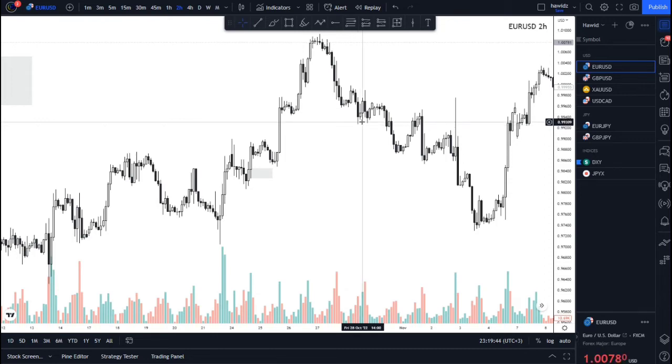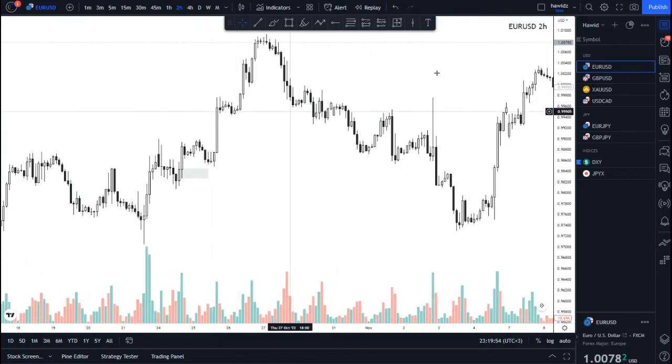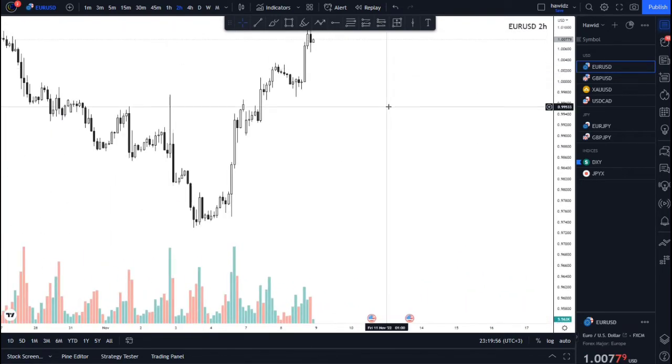Now, if you want to prove everything that I just said, we're going to use the volume profile to prove everything that I just previously said, which will also be confluence number two to your technique, right?